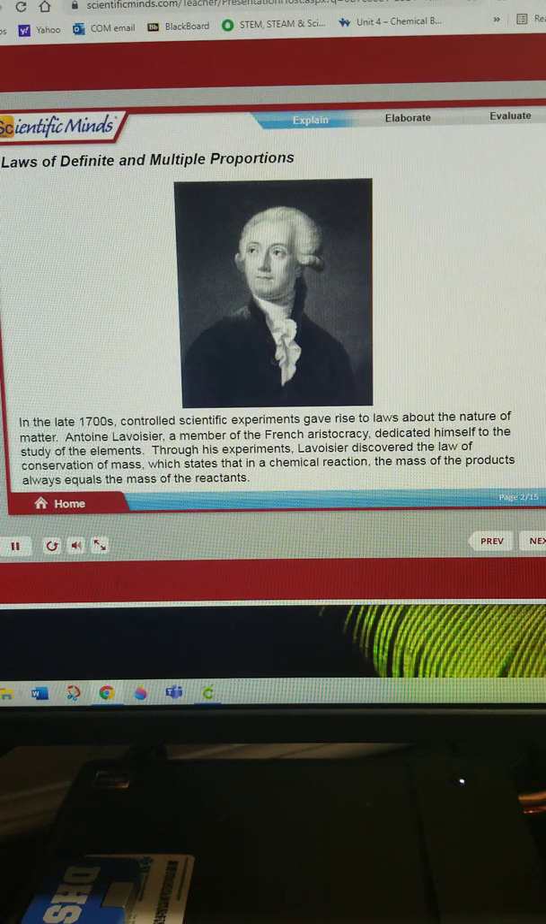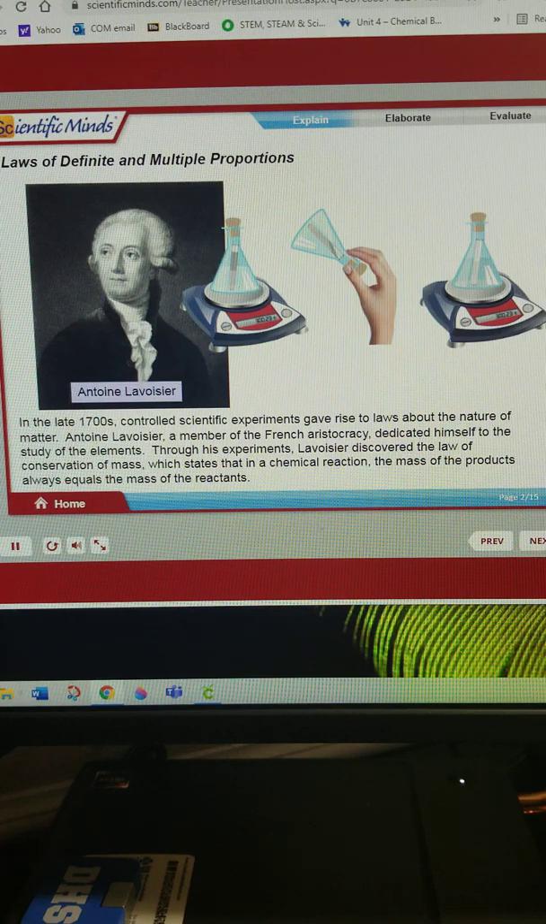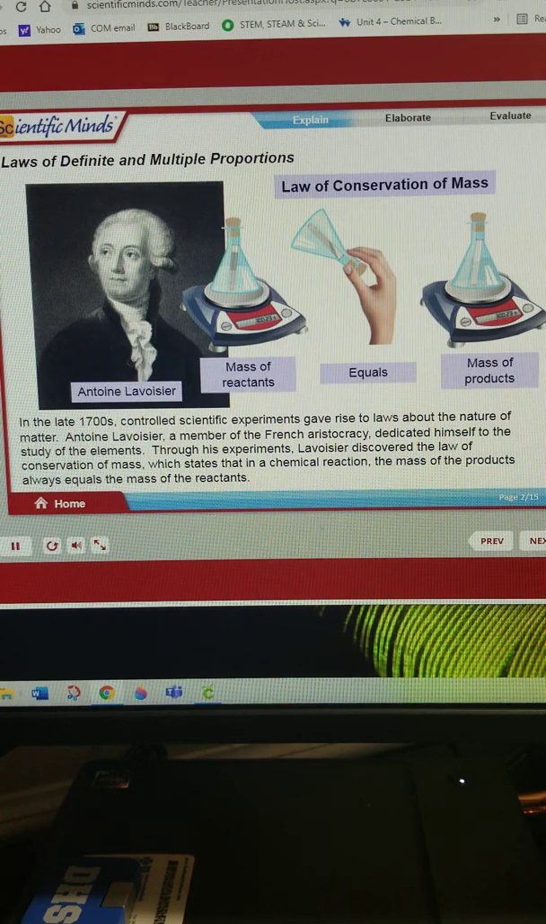In the late 1700s, controlled scientific experiments gave rise to laws about the nature of matter. Antoine Lavoisier, a member of the French aristocracy, dedicated himself to the study of the elements. Through his experiments, Lavoisier discovered the law of conservation of mass, which states that in a chemical reaction, the mass of the products always equals the mass of the reactants.